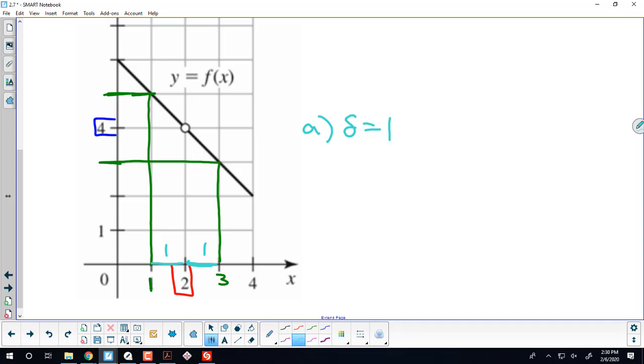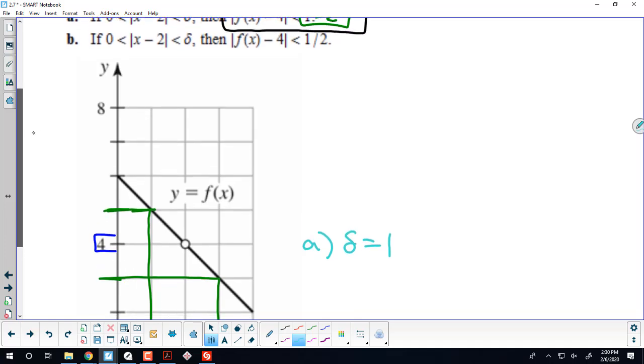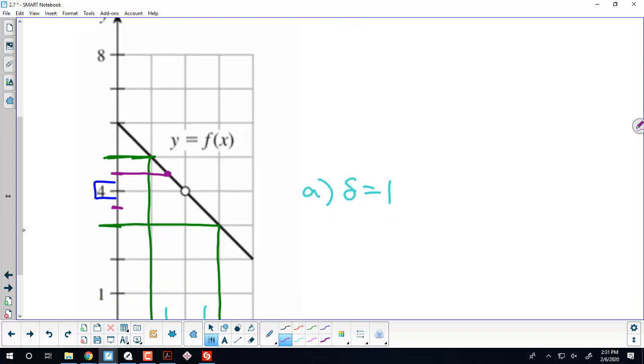And part B, similar kind of thing. What's epsilon in part B? Half. 1/2. So in part B, now we want to be 1/2. Let's do this in this color. We want to be half a unit away from 4. Just do the best you can. If the graph isn't totally clear, they should be. So we're half a unit away from 4 on the y-axis. How far does that mean we're away from 2 on the x-axis?